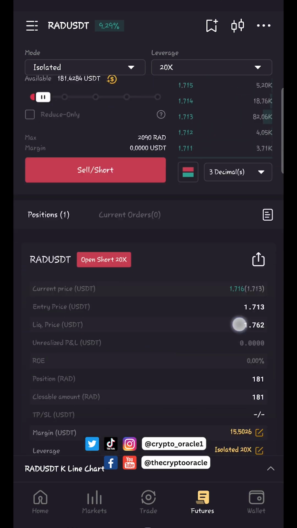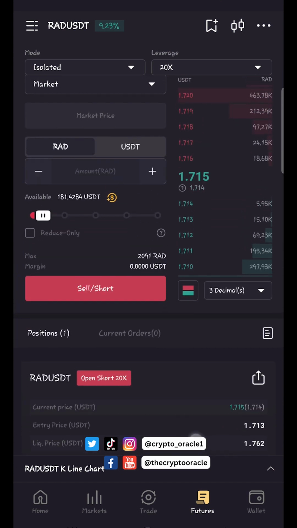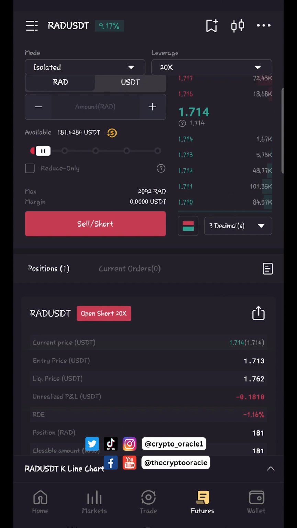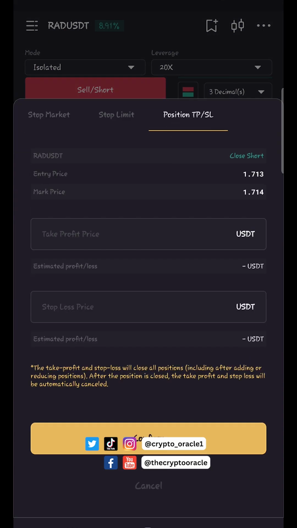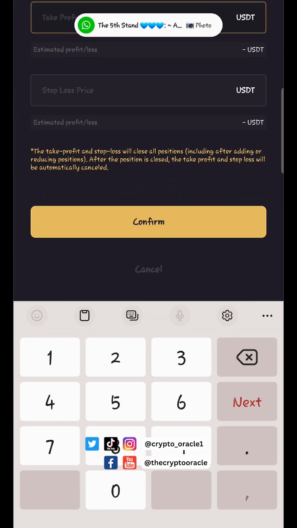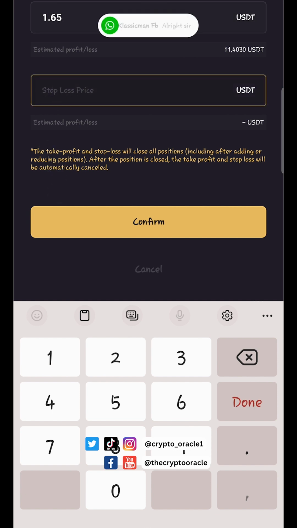Now, how do you set TP? Once your order has opened like this, once you are in position and you see that your order has opened, in market order, I'll still explain limit order, right? This is market. So you come here, you click on stop limit, then you go to position TP/SL. Now this is where you're going to enter your take profit and your stop loss. So the take profit is 1.65 and the stop loss is 1.86. Is this correct?